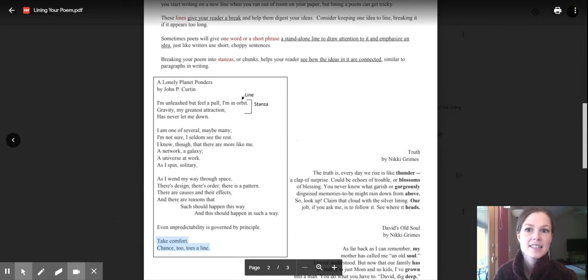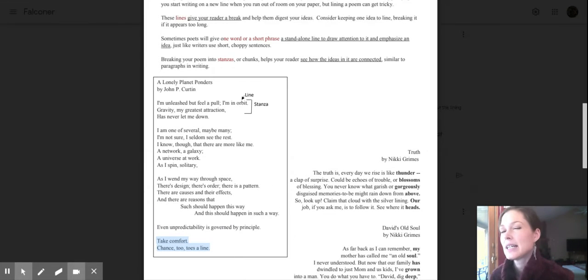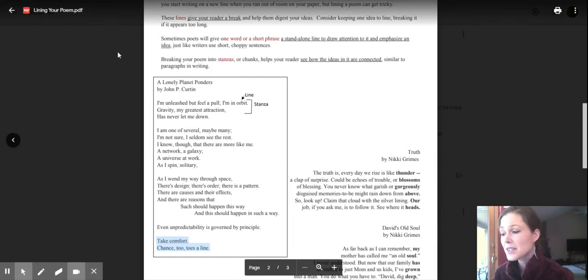So let's read this together. And I want you to think about too as we read. Do we have some similes? Do we have metaphors? Or do we have some personification? So this is called A Lonely Planet Ponders by John P. Curtin.